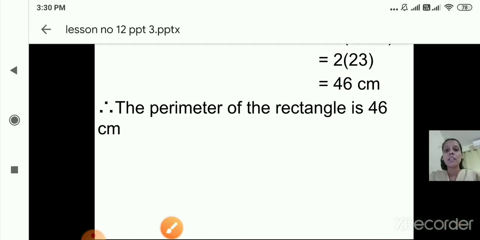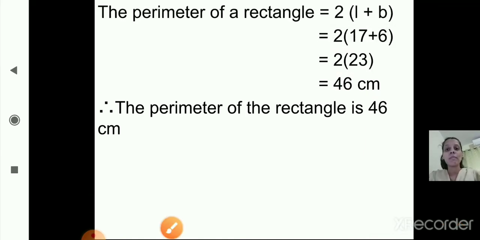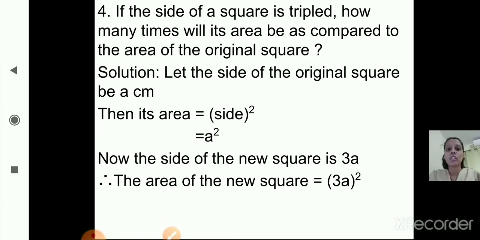Now we'll start with the next sum, that is question number 4. Okay, so this is question number 4. If the side of a square is tripled, how many times will its area be as compared to the area of the original square? So if the side of a square is tripled, then how many times will its area be as compared to the area of the original square?